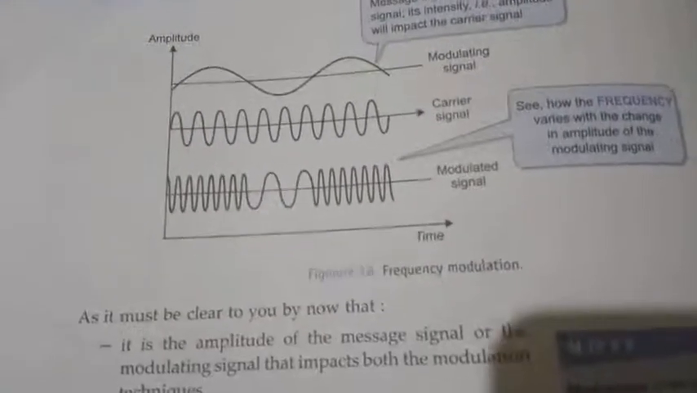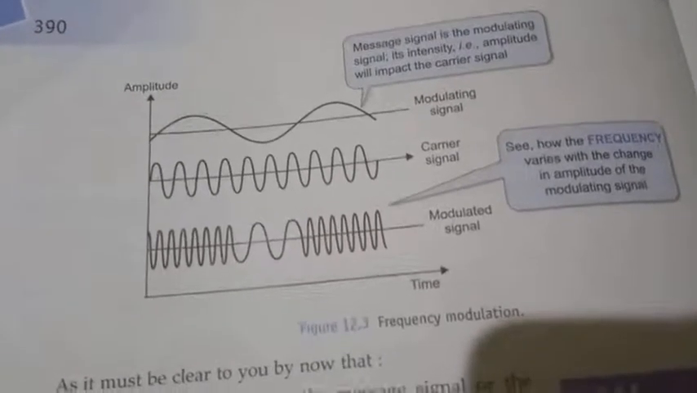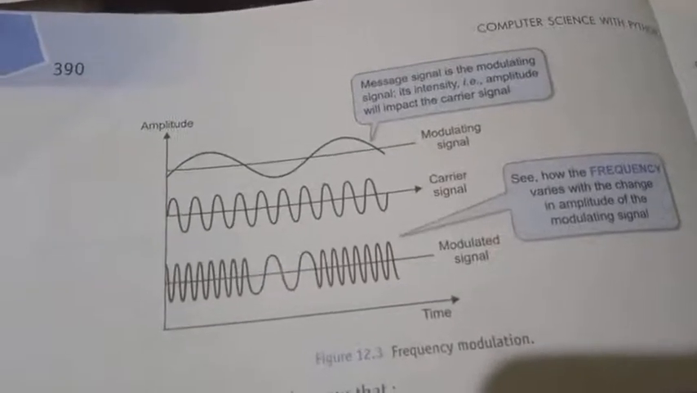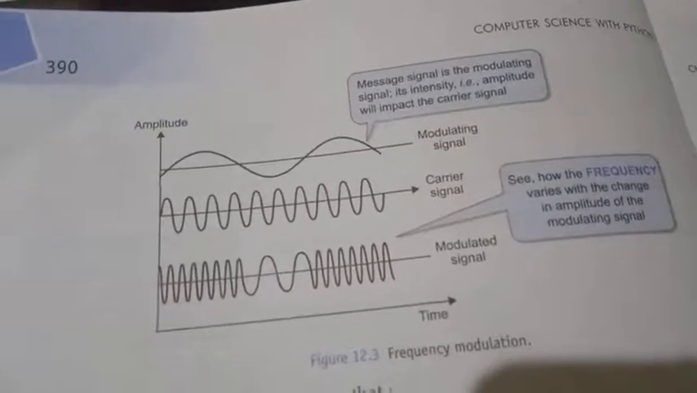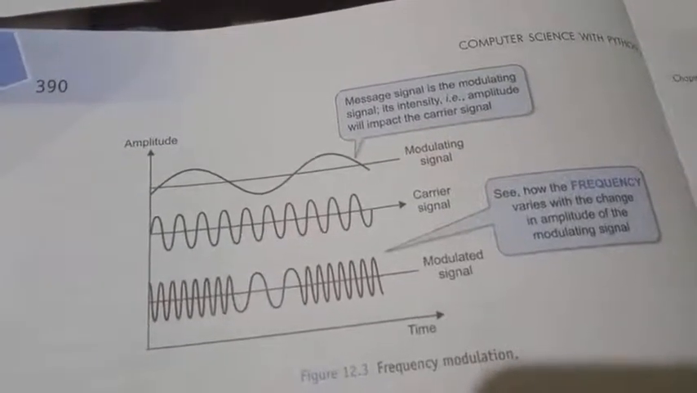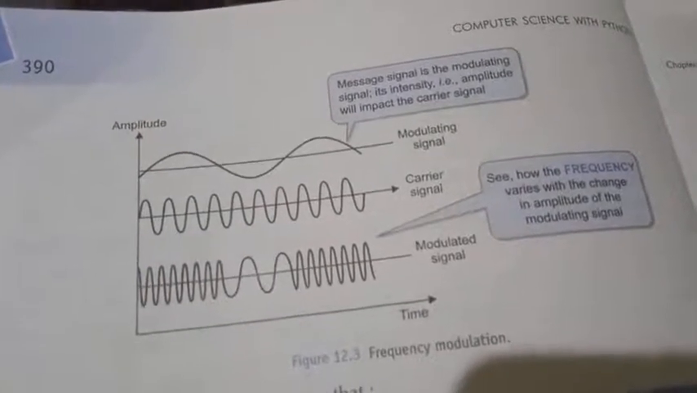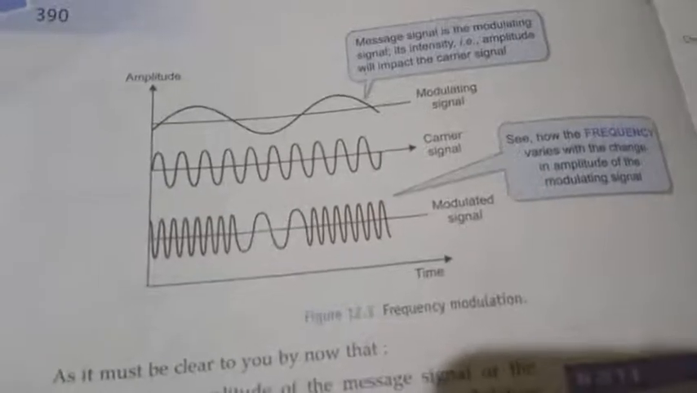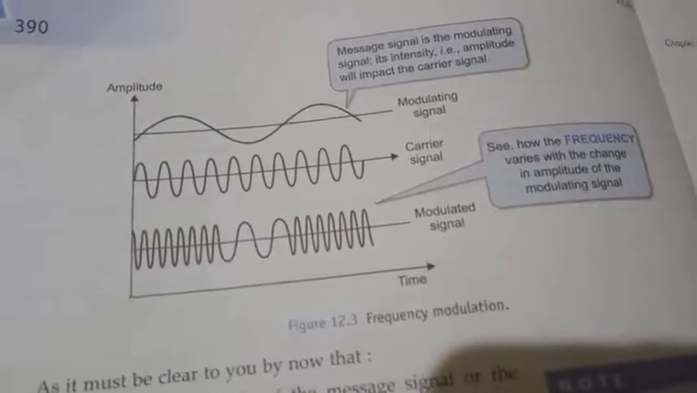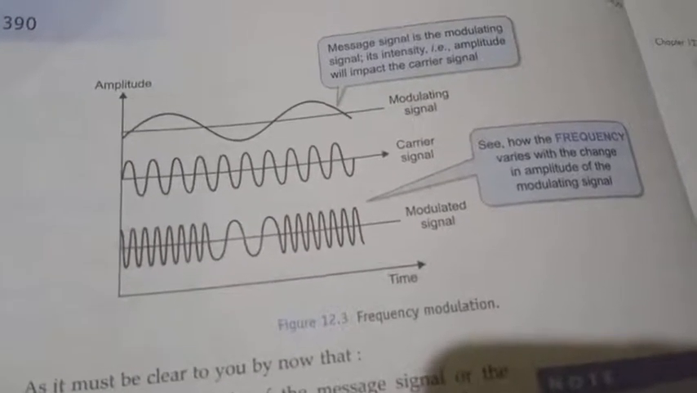Look at that. In this figure, the first signal is our message signal or modulating signal. The second one is the carrier signal. Look at that. In the carrier signal, at the positive peak of the modulating signal, where the amplitude is high, the frequency becomes high. At the negative peak of the modulating signal, the frequency becomes low. Which means the positive part has more frequency, the negative part has less frequency.